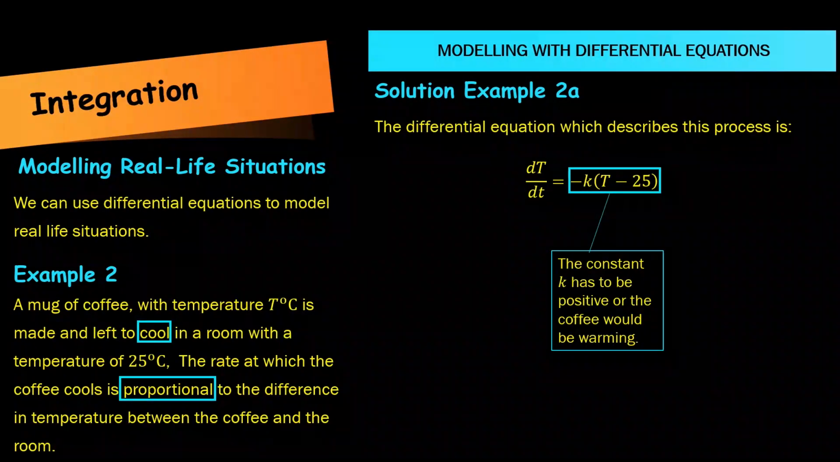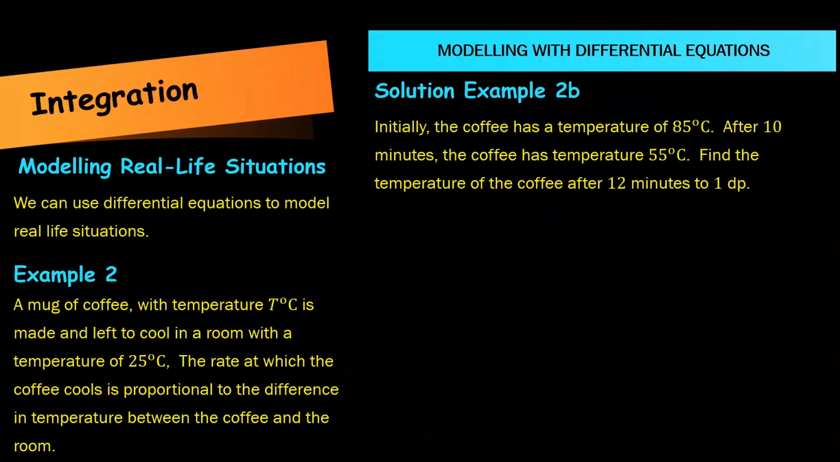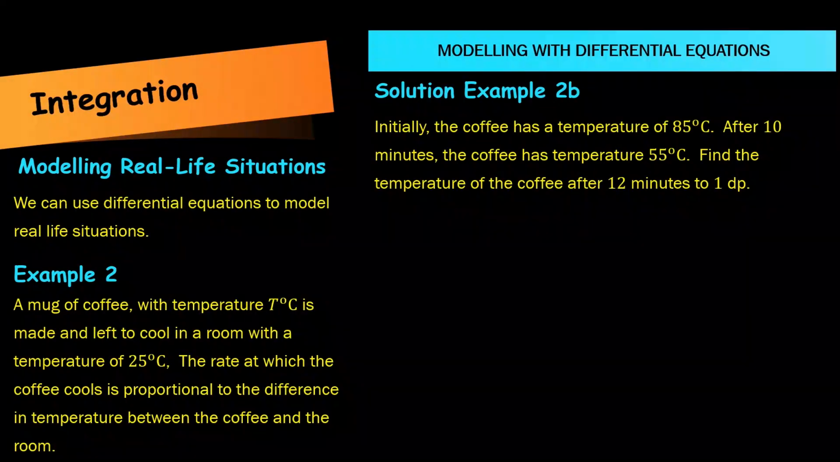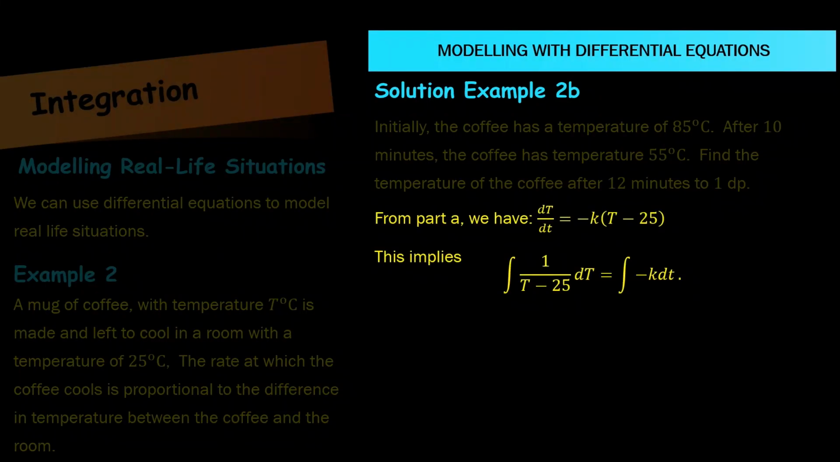Now let's take a look at part B. Initially, the coffee has a temperature of 85 degrees Celsius. After 10 minutes, the coffee has temperature 55 degrees Celsius. We are required to find the temperature of the coffee after 12 minutes to 1 decimal place. Now from part A, we have this expression for dT/dt, which is of course minus k times (T minus 25).